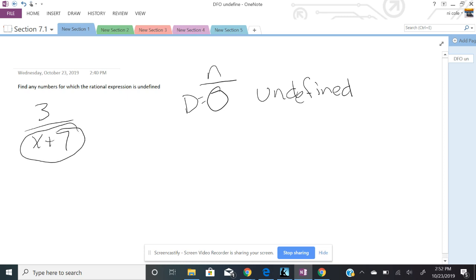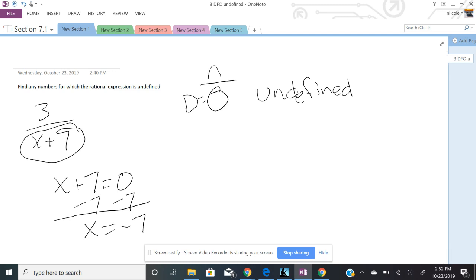In this instance, you're going to take x plus 7 and set it equal to 0. Subtract 7 from both sides. Basically, what we're saying is x cannot equal negative 7. If x equals negative 7, then this expression would be undefined.